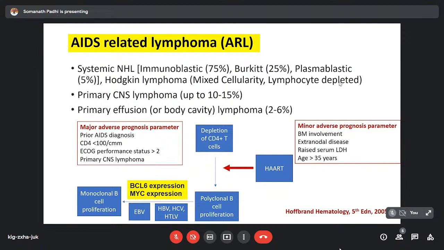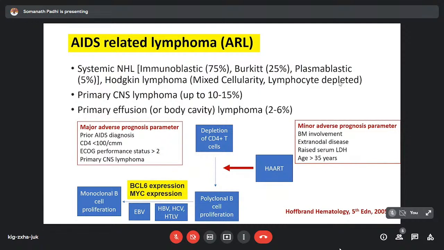And in the setting of this B cell proliferation, there is an infection. B cells have a receptor for infectious mononucleosis EBV, Epstein-Barr virus, as well as there are reports that other infections like hepatitis B virus, hepatitis C virus, and human T cell lymphotropic virus HTLV can also play a role. And there is increasing evidence that it is the BCL6 overexpression that is seen in up to 70% of cases of these non-Hodgkin's lymphomas, and nearly 100% of cases of these lymphomas express MYC gene rearrangement.